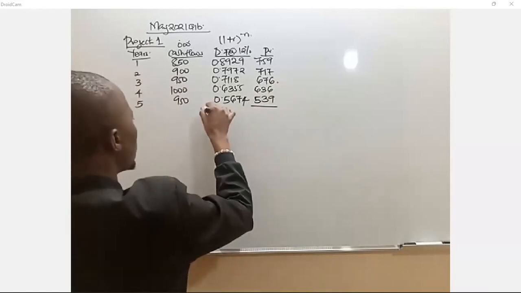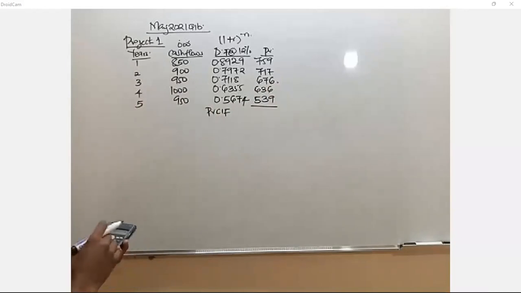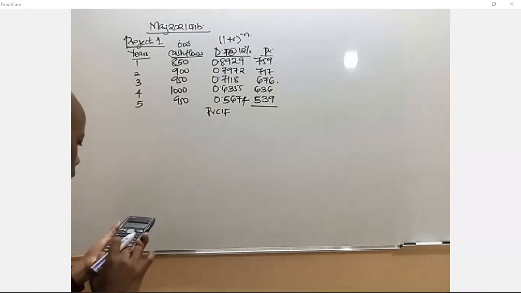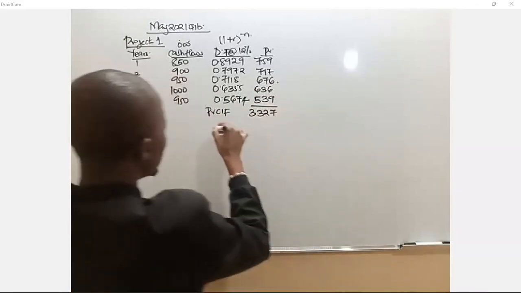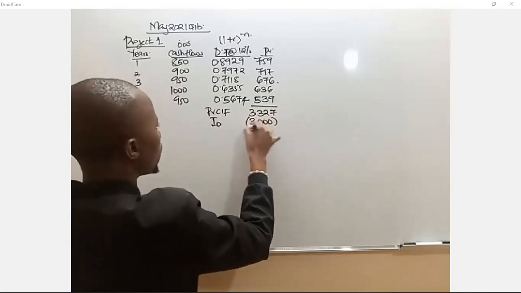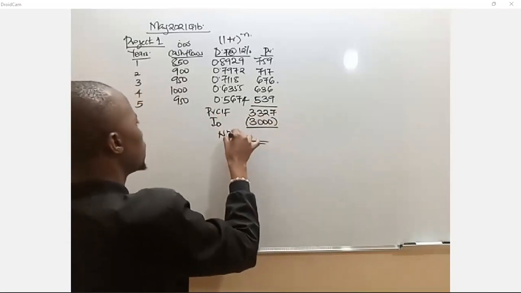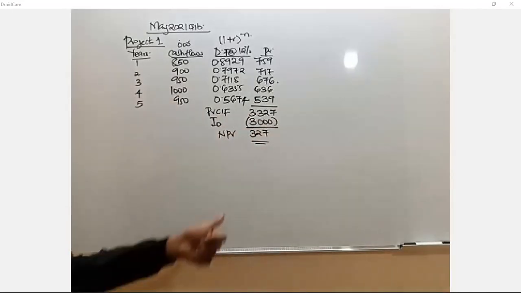Let us get the present value of the cash inflow. How much are we getting here? Let us do our summation. The first one is 759 plus 717 plus 676 plus 636 plus 539, getting around 3327. When you look at the initial outlay of project 1, you are being given 3,000. What is your NPV here? We say our NPV is 327. That is our NPV.